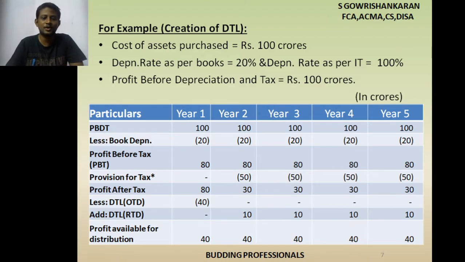So here the profit before tax of 80 is accounting income. But provision for tax is always arrived at on taxable income. Remember your business or profession: net profit as per P&L account is the opening balance, then we do a lot of adjustments and get the net profit as per the Income Tax Act, that is taxable income. Provision for tax: first year nil, second year 50, third year 50, fourth year 50, fifth year 50.